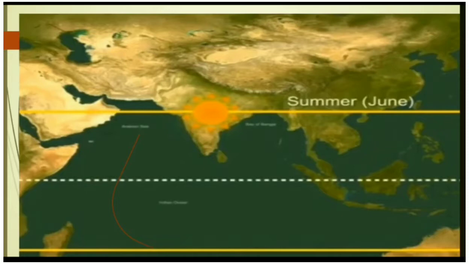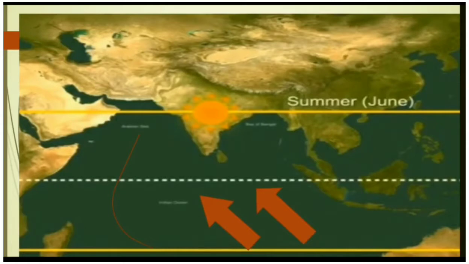There are trade winds, northeasterly trade wind and southeasterly trade wind. So in the southern part, when the southeast trade wind blows, its direction changes. This is the direction of the southeast trade wind. Its direction changes in the northern hemisphere.